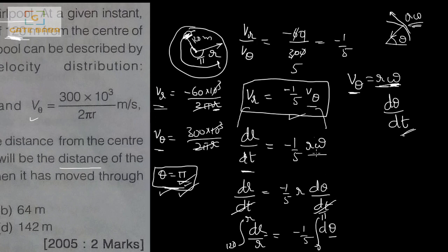Omega again I can write as d theta by dt. So dt gets cancelled. You will get the relation in terms of radius and theta only. So that is the required achievement, the first achievement. After that, just integrate within the limits. You will get whatever you want.